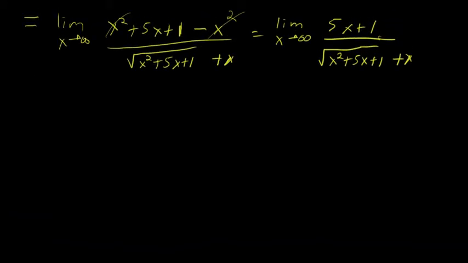Now here when we plug in a really big number for x, multiply it by 5, add 1, we get another really big number. In the denominator, plug in a really big number, square it, add 5 times itself, and then add 1. We get a huge number. Take the square root, we get a much smaller number, but still a very huge number. And then add itself, we get another huge number. So we end up with another indeterminate form. So we started with one indeterminate form, and looks like we got another indeterminate form. So what do we do here?